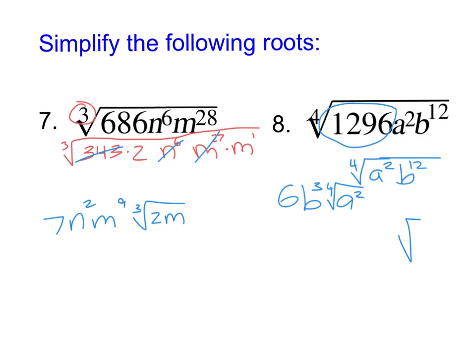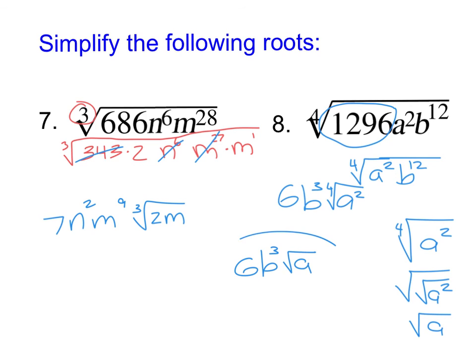Who remembers how to do a 4th root of something? Remember, that's the square root of a square root. The square root of a squared is a. So this actually simplifies down to 6b cubed times the square root of a.